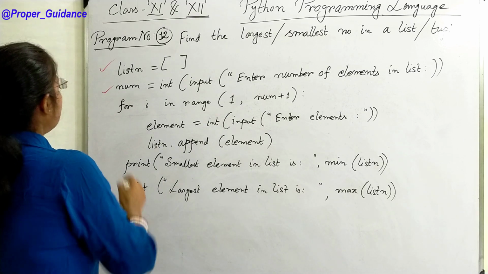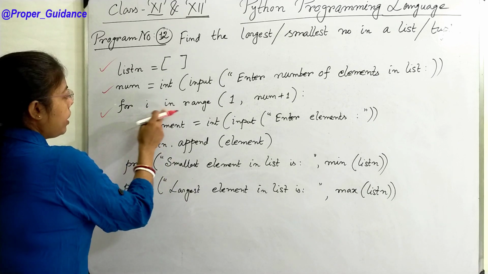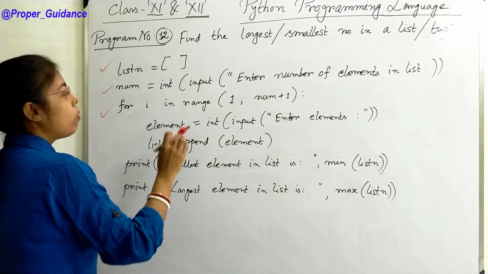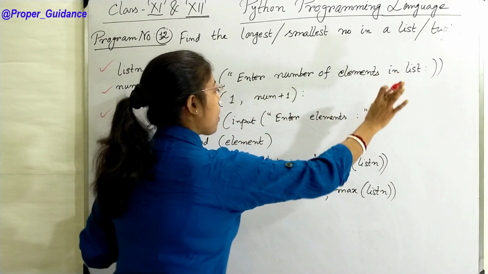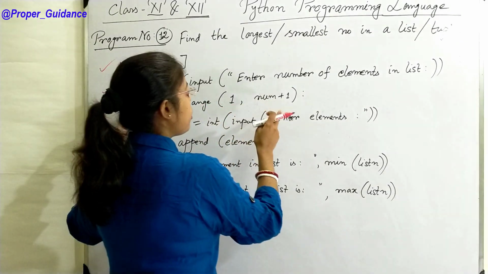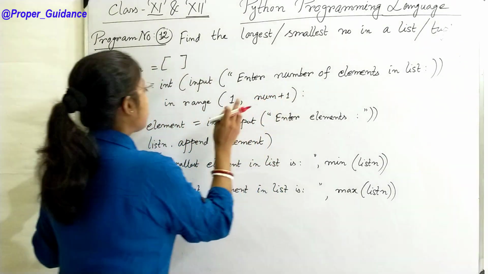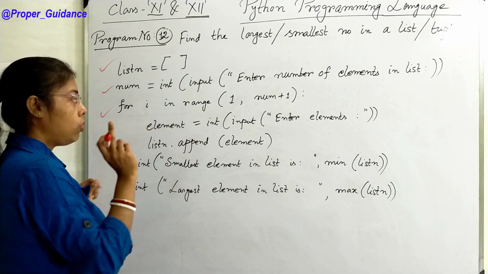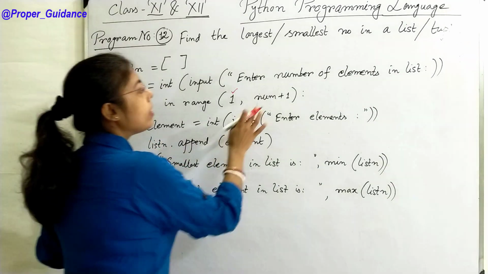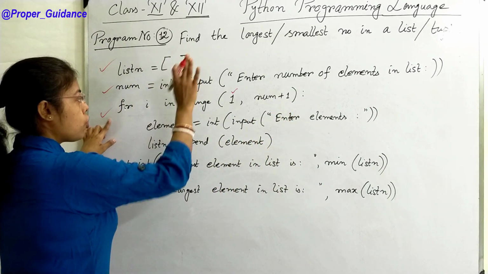And after that there is a for loop, and the for loop looks like this: for i in range(1, num + 1). Suppose enter number of elements is 5. I have given 5 as an input. Then this for loop ranges from 1 to num plus 1, that is from 1 to 6. And in range we always know one thing, that the first element will be included and the last element will be excluded in a for loop in Python.